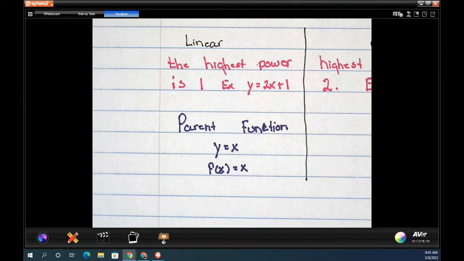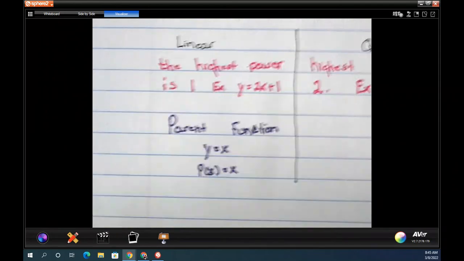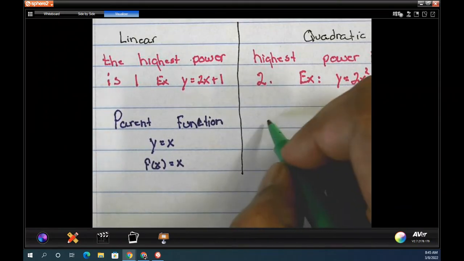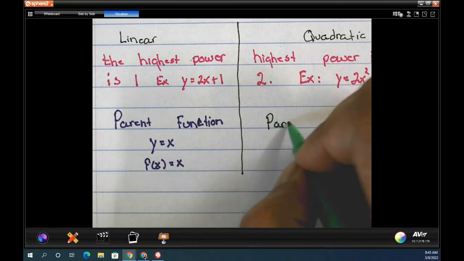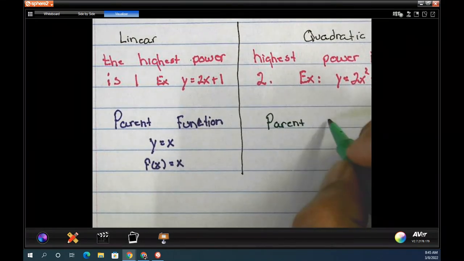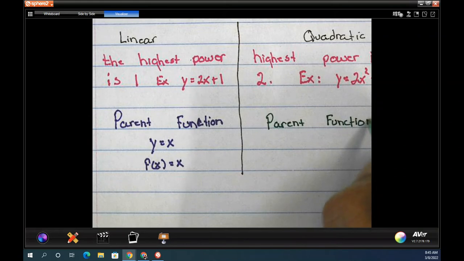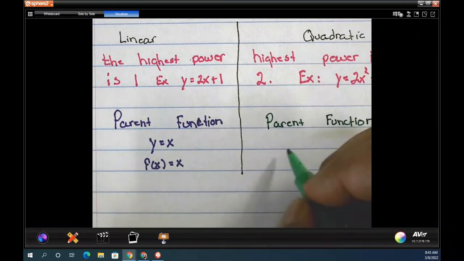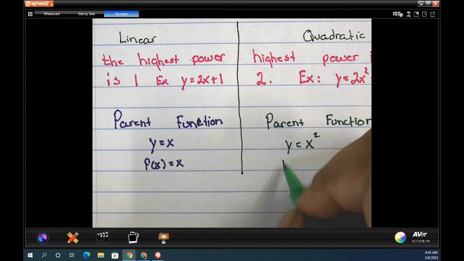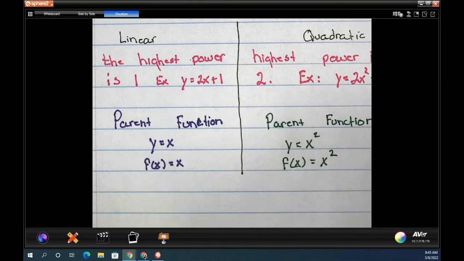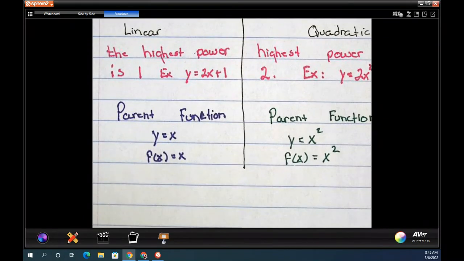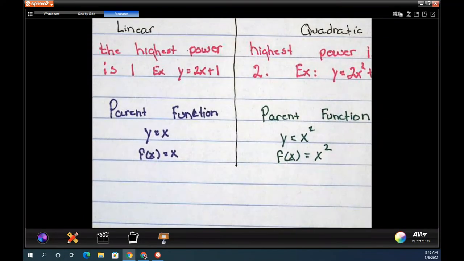Now, the parent function for a quadratic is y equals x squared. But most of the time you will see it like this: f of x is equal to x squared. Remember, f of x is the same as y. All right.